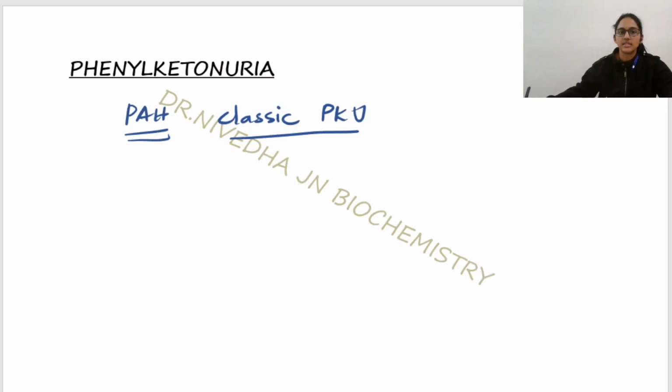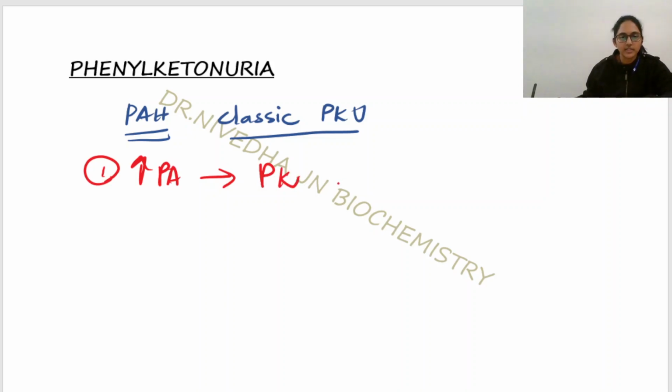Okay, so what are the symptoms of phenylketonuria that we saw? The first one is accumulation of phenylalanine. Increased phenylalanine in the circulation gets converted to phenylketones, like phenyl pyruvate, phenyl lactate, phenyl acetate. These phenylketones are excreted in urine. That is why we call this disease phenylketonuria. And this will lead on to mental retardation.